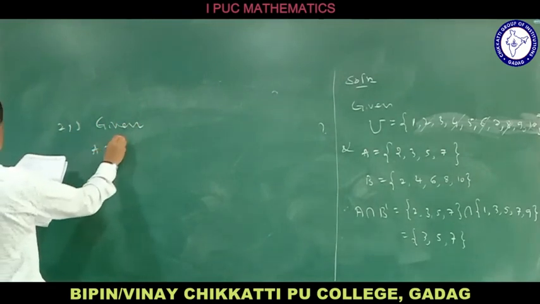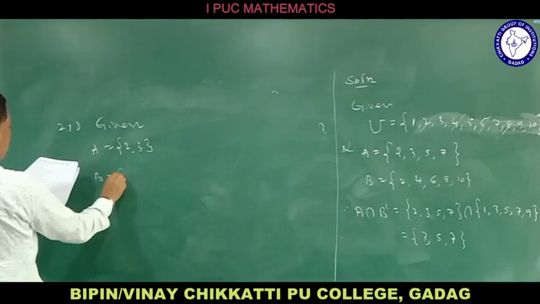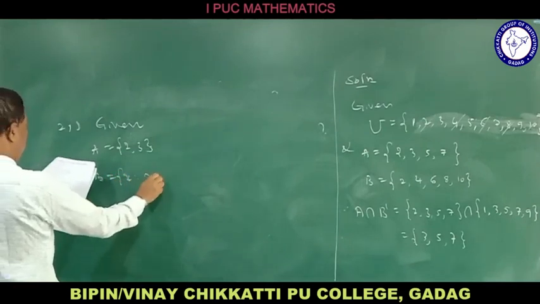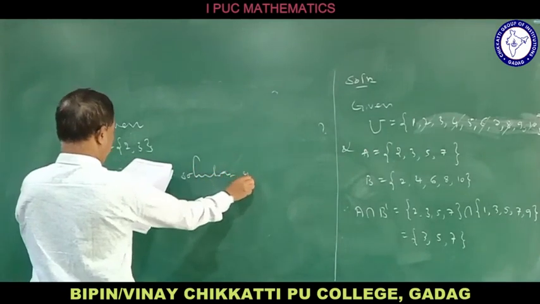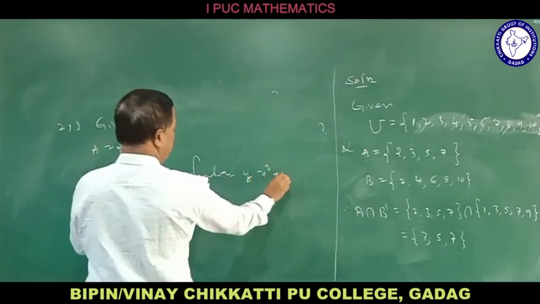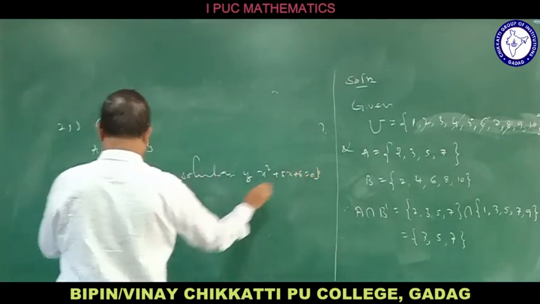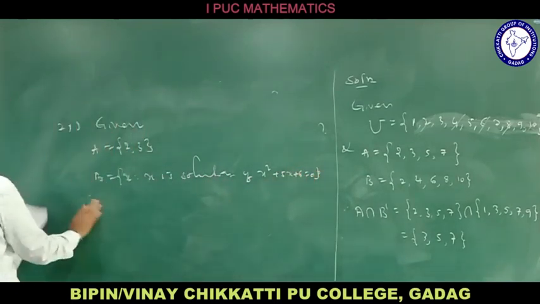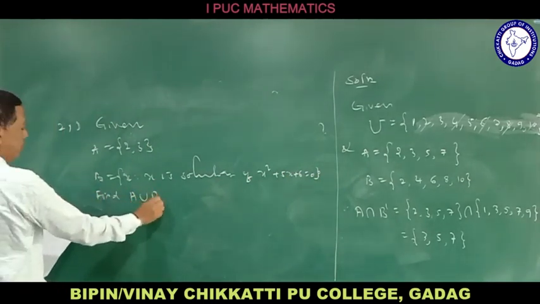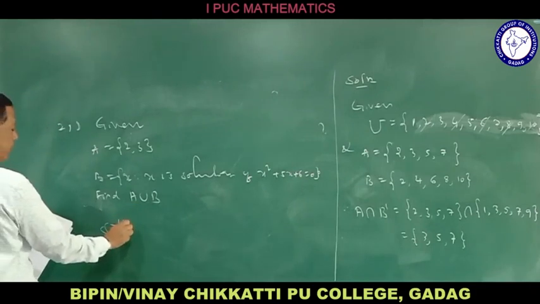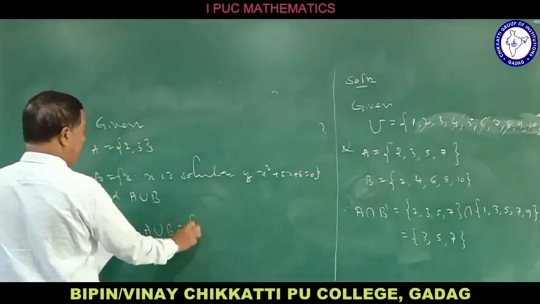Given A is {2, 3}, and B is {X}, such that X is a solution of x square plus 5x plus 6 is equal to 0. And try to understand what the question is: find A union B.